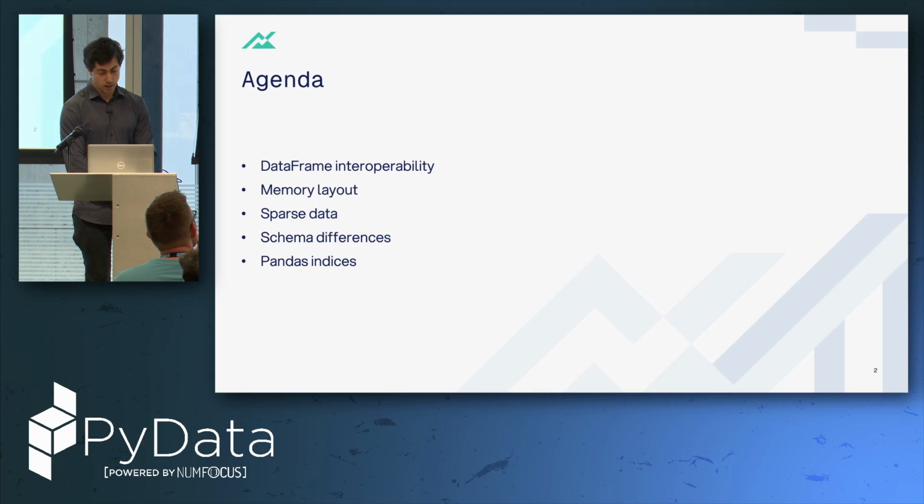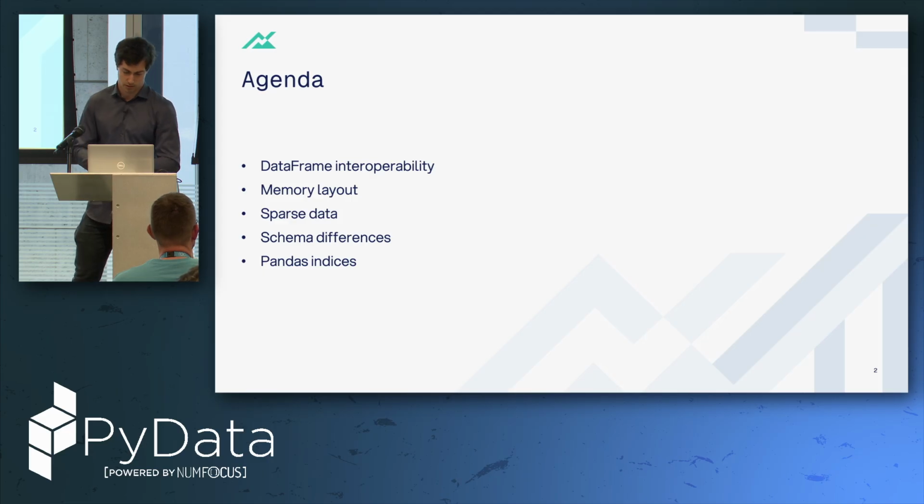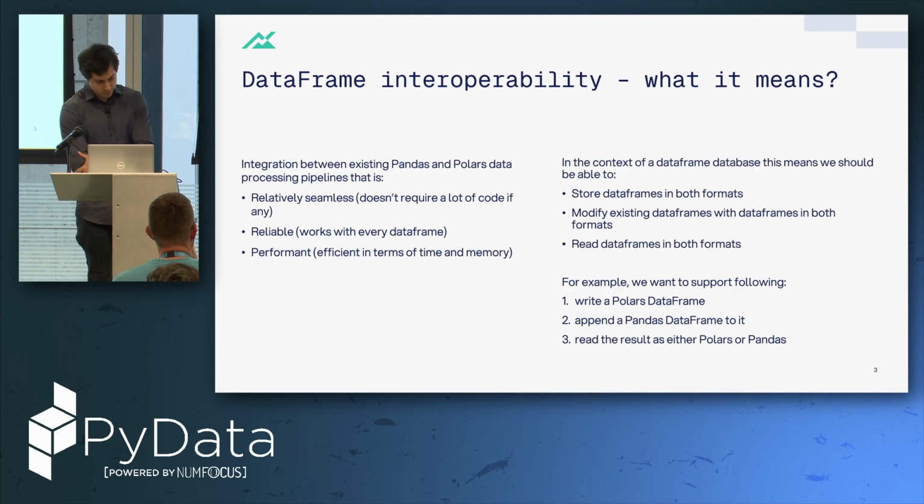So yeah, the agenda for today is to cover what data frame interoperability actually means, and why it is important, and we'll cover many of the differences between pandas and polars memory layouts, the sparse data differences between the two, the schema differences, and how we should handle pandas indices in polars. So yeah, let's start with data frame interoperability.